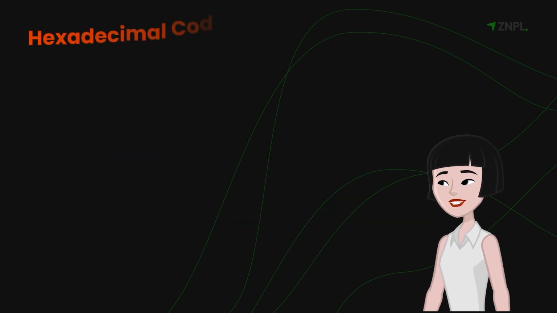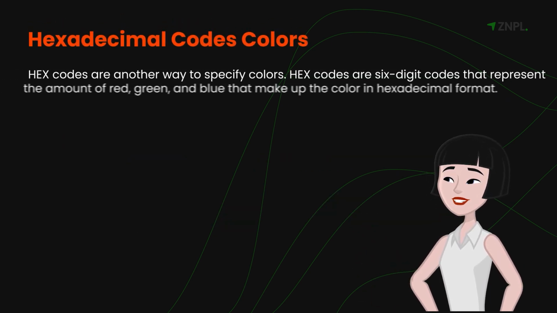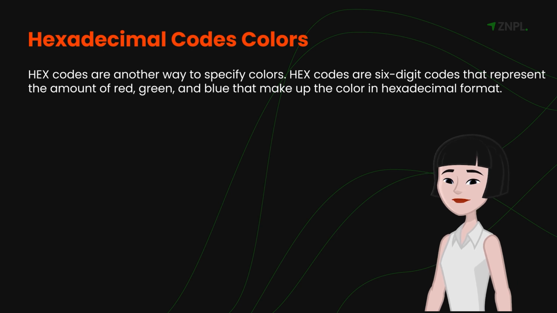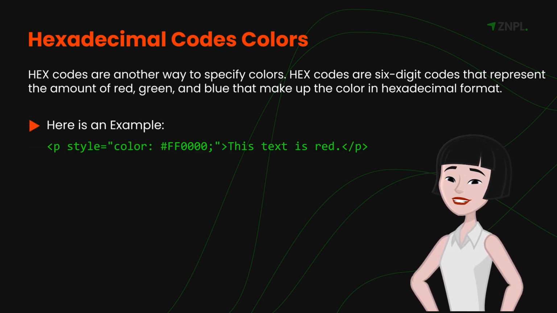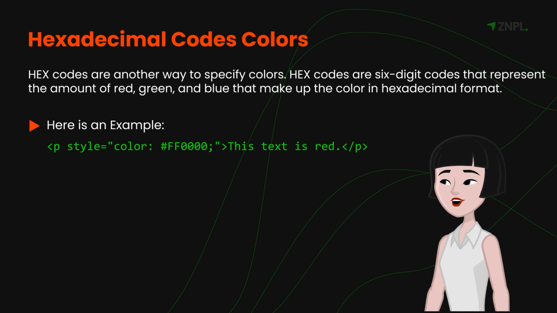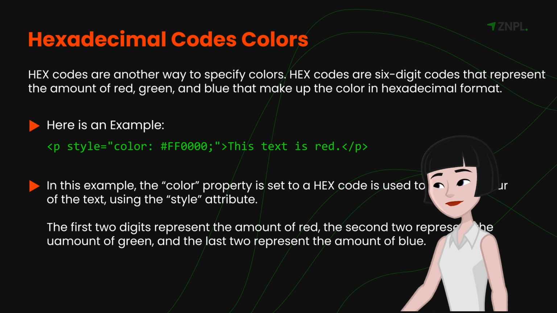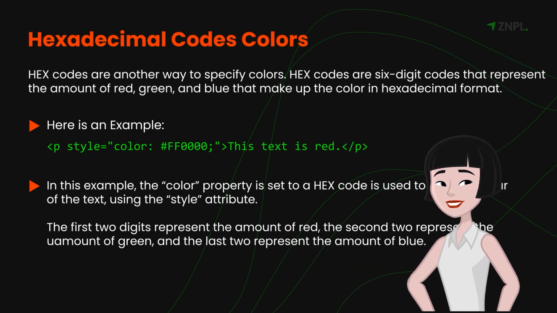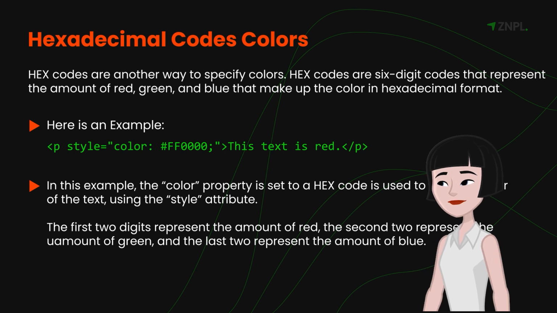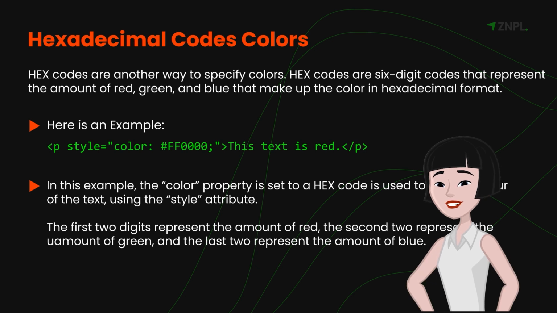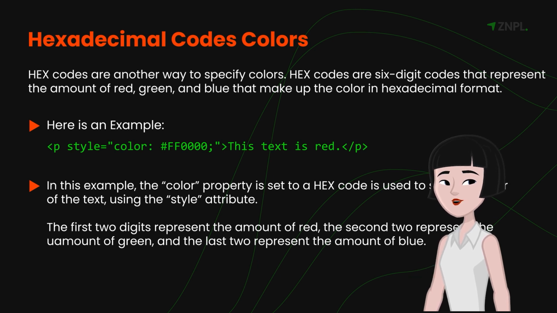Hexadecimal codes colors. Hex codes are another way to specify colors. Hex codes are 6-digit codes that represent the amount of red, green, and blue that make up the color in hexadecimal format. Here is an example. In this example, the color property is set to a hex code to set the color of the text using the style attribute. The first two digits represent the amount of red, the second two represent the amount of green, and the last two represent the amount of blue.